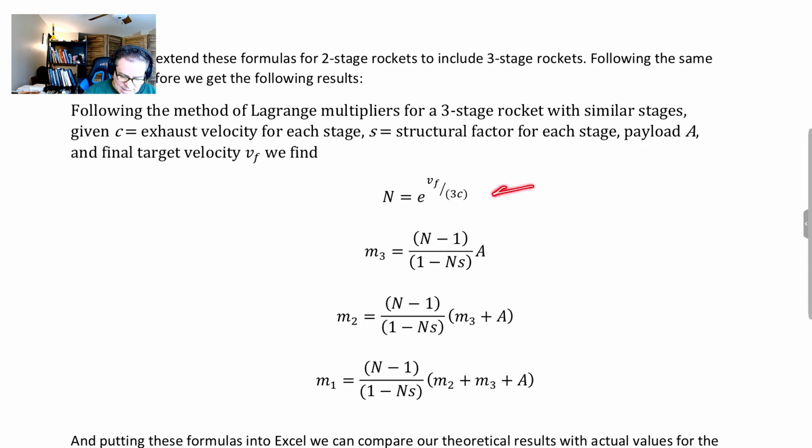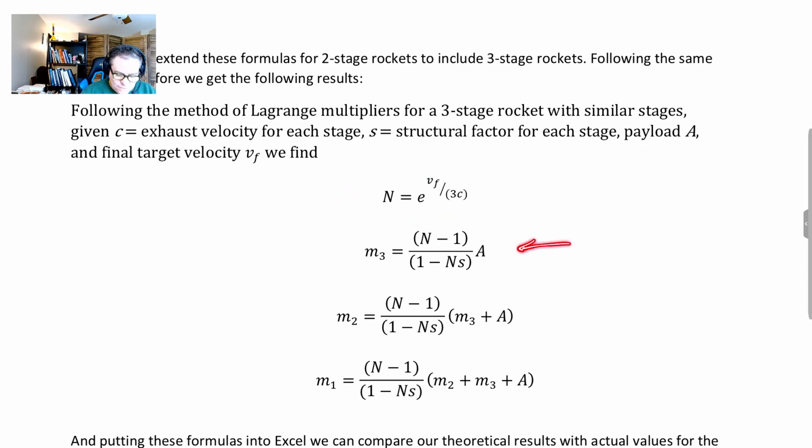All of this, of course, again depends on the assumption that every stage provides the same relative exhaust velocity, which isn't really the case, but it's a simplifying assumption that allows us to get this single formula that is fairly accurate to what in practice actually happens. So it's a good starting point for a theoretical model, right? So that's our n value.